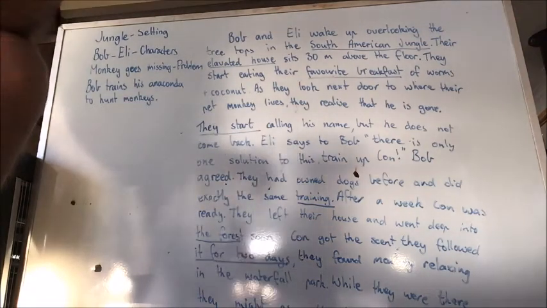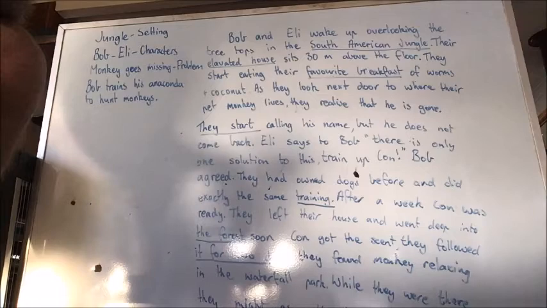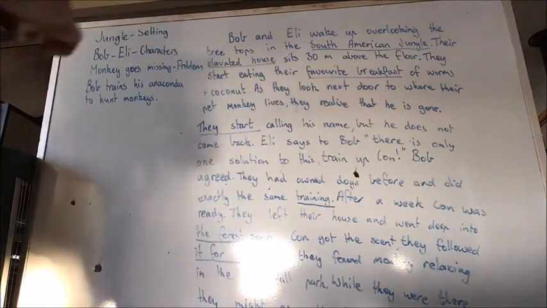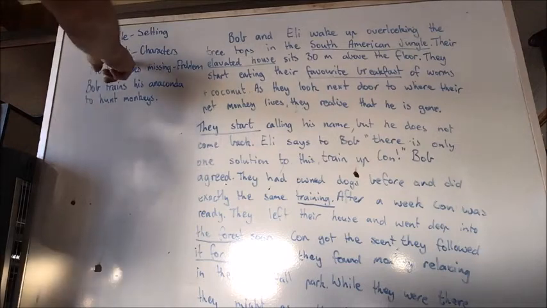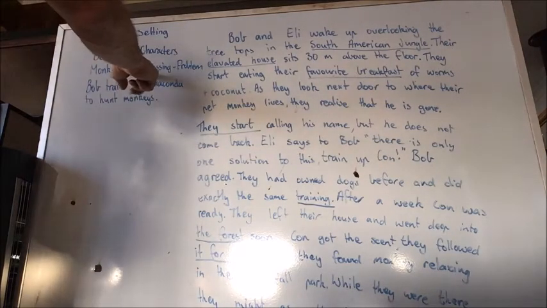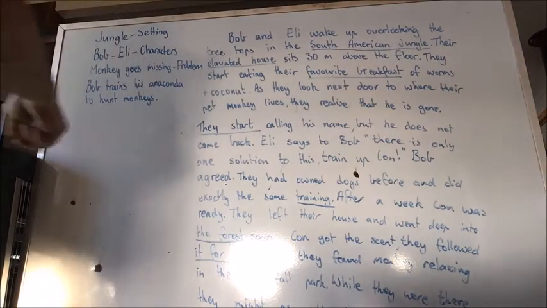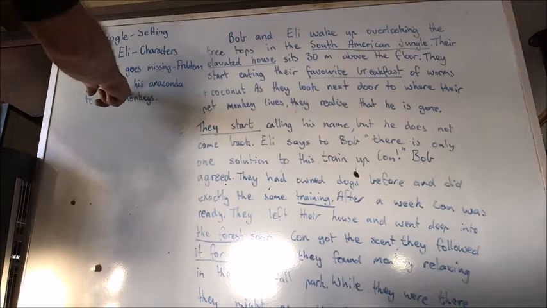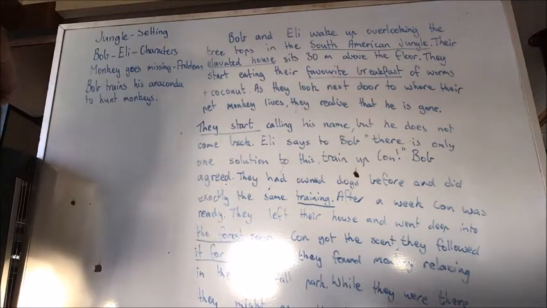Description and editing. Okay, so the story that I've written, my setting, I had a jungle setting. My characters were Bob and Eli. My problem was the monkey goes missing. And the resolution, or the fix of the problem, was Bob trains his anaconda to hunt monkeys. Okay.